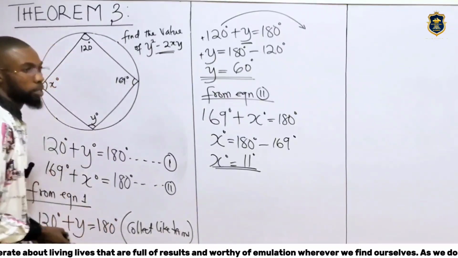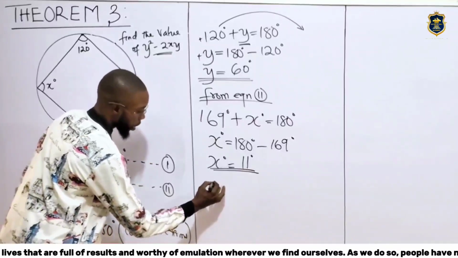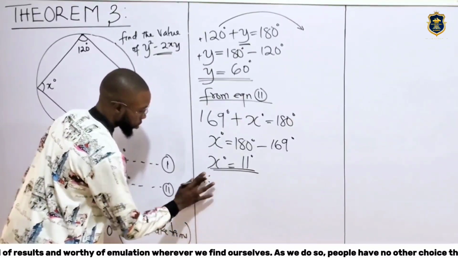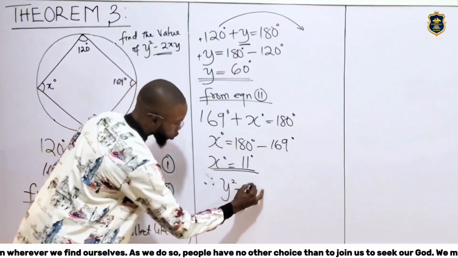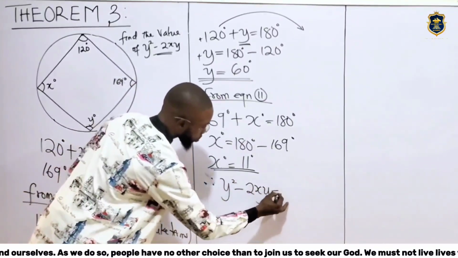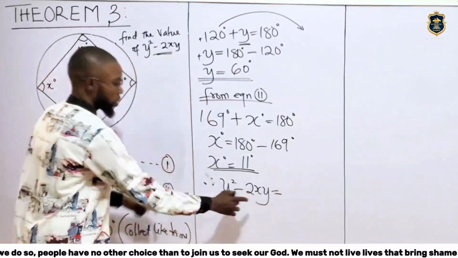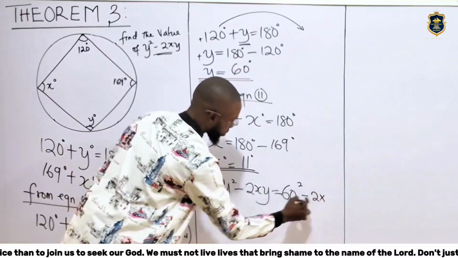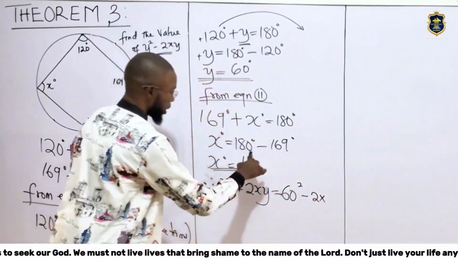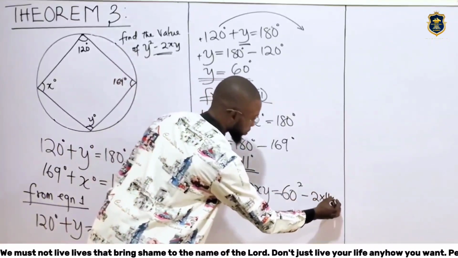So what do we do with that? It's going to be what? Therefore y squared minus 2xy becomes, what's the value for y? Is 60. That's 60 squared minus 2 times, what's x? X is 11. 11 times what?